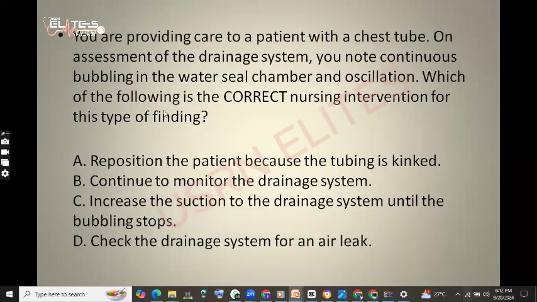Any other question or contribution? Okay, if not, then let's go straight to this question. You are providing care to a patient with a chest tube. On assessment of the drainage system, you note continuous bubbling in the water seal chamber and oscillation. Which of the following is the correct nursing intervention for this type of finding? So just apply the trick. Who wants to try?